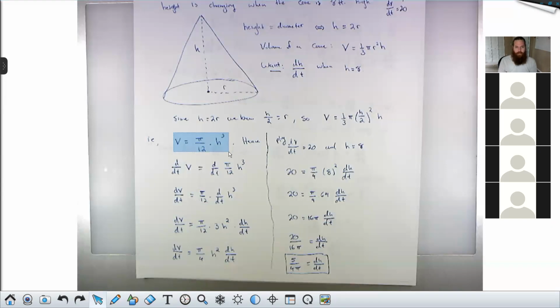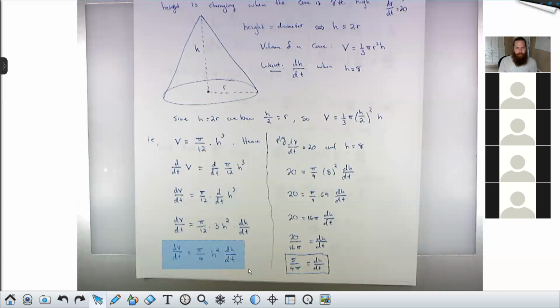Once I have this, then I go ahead and take my derivative. I apply d/dt to both sides. d/dt applied to v is just dv/dt. d/dt applied to the right-hand side, the pi over 12 pops out, and I just get d/dt of h cubed. That is an implicit differentiation thing. That is a chain rule thing. So I differentiate the outer function, that's the cubic power here. So I bring that power down, reduce the power by 1, and then I multiply by the derivative of the inside. I multiply by dh/dt.